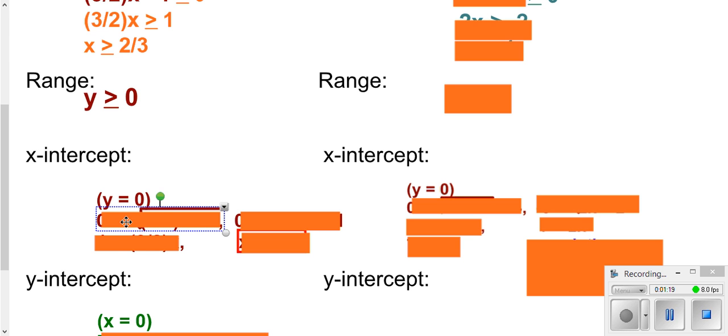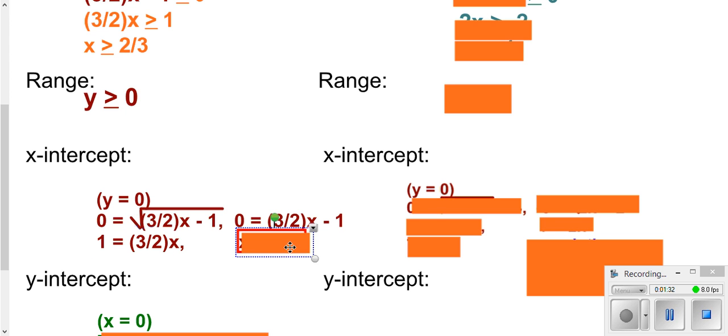Now to find our x-intercept, your x-intercept is when your y value is 0, so we're going to plug in 0 for our y value. And then all we have to do is go ahead and solve this. We've looked at solving radical equations before. We'll square both sides, then we'll add 1, and then we'll multiply both sides by 2/3. So we're going to be crossing our x-axis at 2/3.